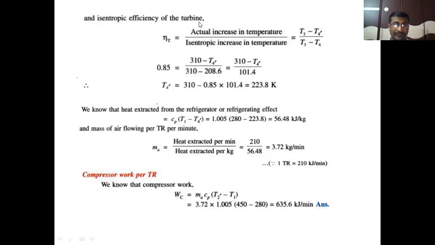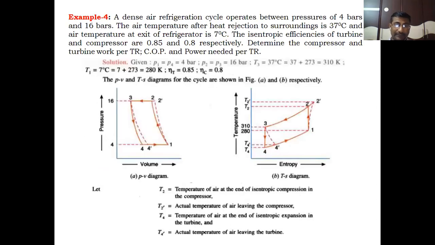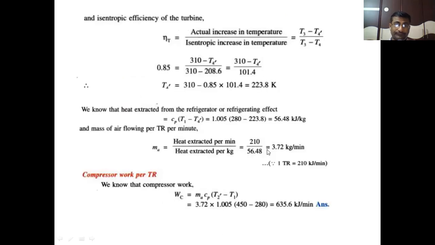And the isentropic efficiency of the turbine. Here, the turbine efficiency is also less than 100%. Therefore, the actual process should be considered, 3-4 dash. For this turbine, the efficiency can be written as actual temperature drop divided by isentropic temperature drop, T3 minus T4 dash divided by T3 minus T4. It is not an increase, it is a drop in temperature.